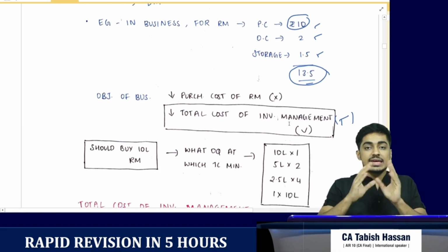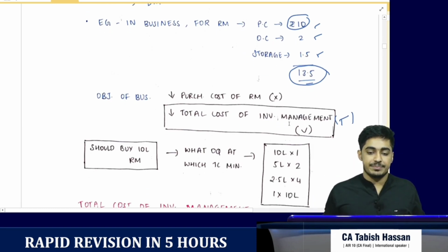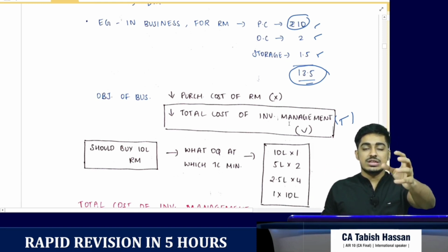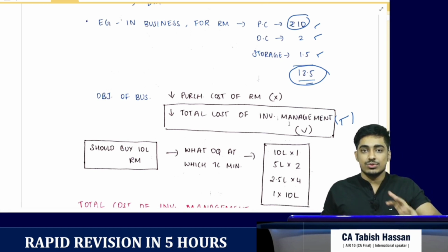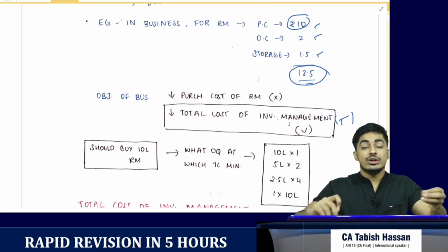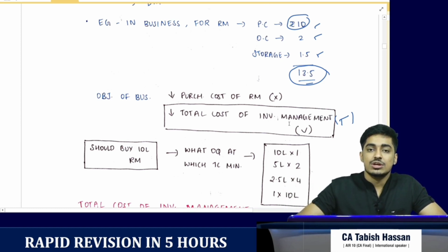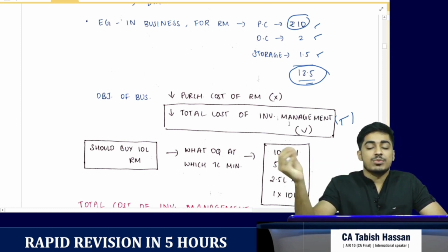So now in a year, I want 10 lakh units of raw material. I can buy it at different options. I can either buy 10 lakh units at one stroke, or I can do 5 lakh into 2, or I can do 1 lakh into 10, or I can do 1 unit into 10 lakh. So I can do any number of combinations.